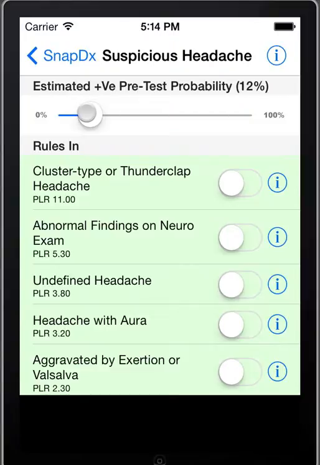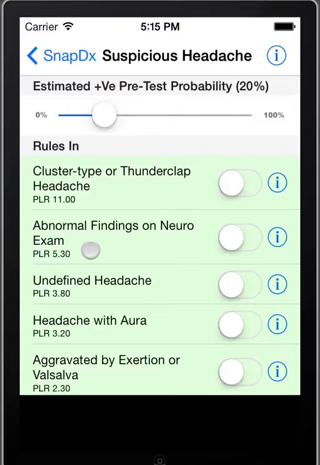So in this clinical setting, let's assume that the patient is over the age of 50 presenting with a new headache. So your pretest probability is 20%. Once you have set the pretest probability, you can actually go through the different exam and history maneuvers that will help rule in the diagnosis.